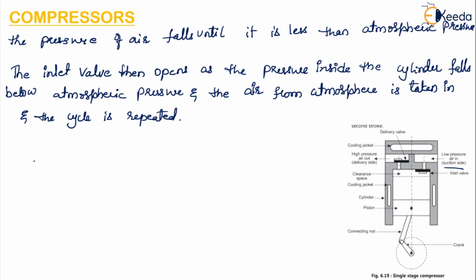So the suction, compression and delivery of the air takes place within 2 strokes of the piston or 1 revolution of the crank. So here you can see the cranks keep on revolving and the piston keeps moving upward and downward.